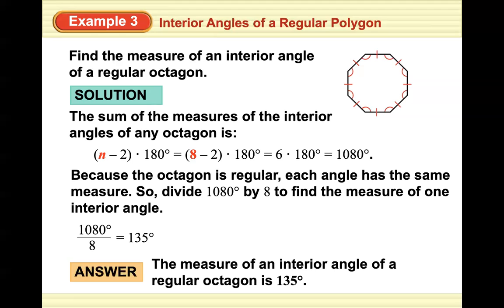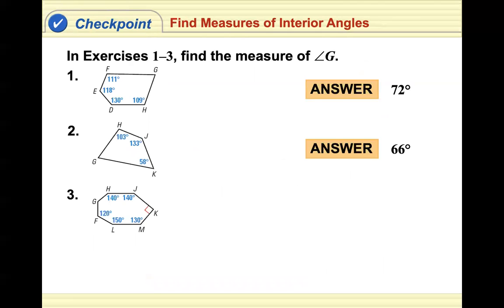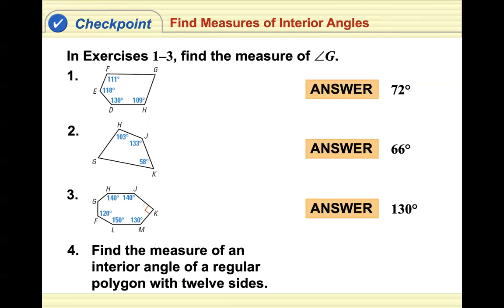So anytime you have a regular polygon, you can find the measure of a single angle by finding the sum and dividing that by how many angles or how many sides it has. Questions on that one? Okay, do number 4 on the bottom of page 418. Find the measure of an interior angle of a regular polygon with 12 sides. So if I have a 12-sided figure, find the measure of one of the angles if it's a regular polygon, a regular 12-sided figure.